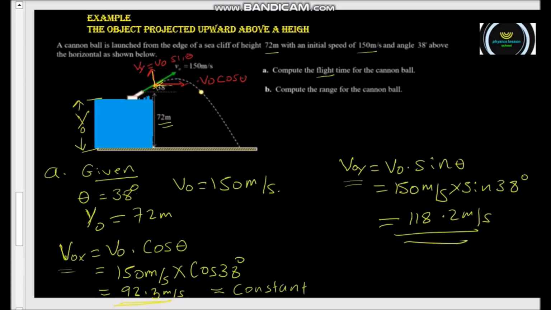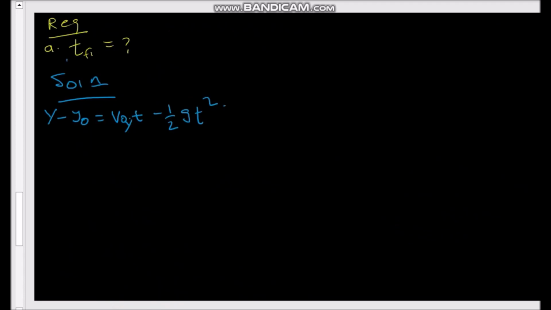What is y? When the object is projected upward above 72 meters, let's say we said at the beginning y naught. Y naught is this one, the initial displacement through the vertical. Let's say this y at the final, that means after being projected from this point to this point, there is a height, or let's say y. Now in our equation, y minus y naught, y means the total.